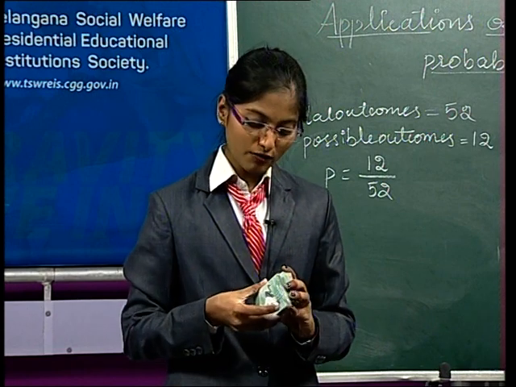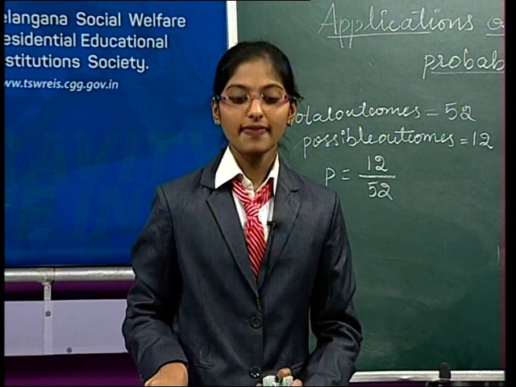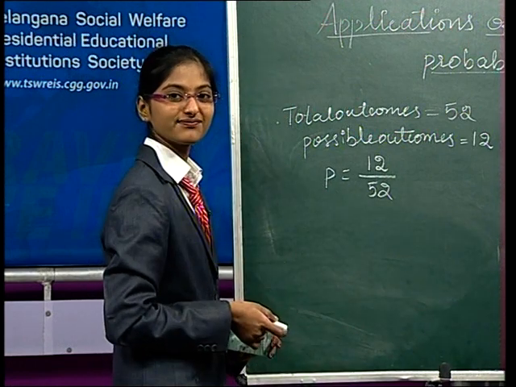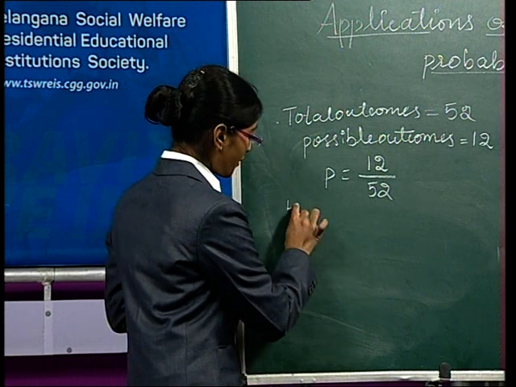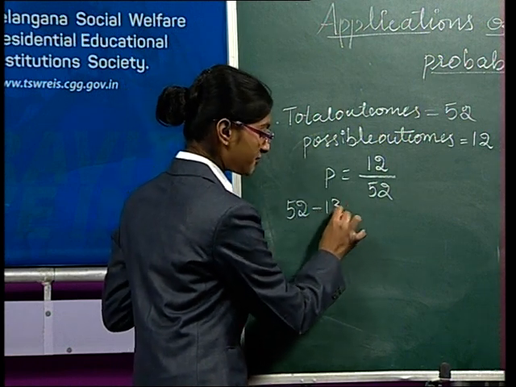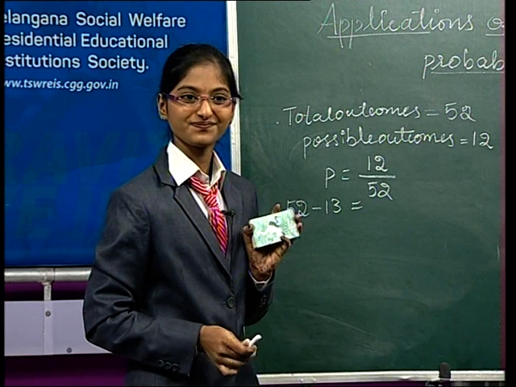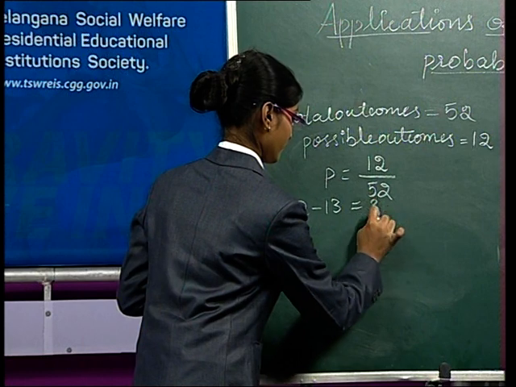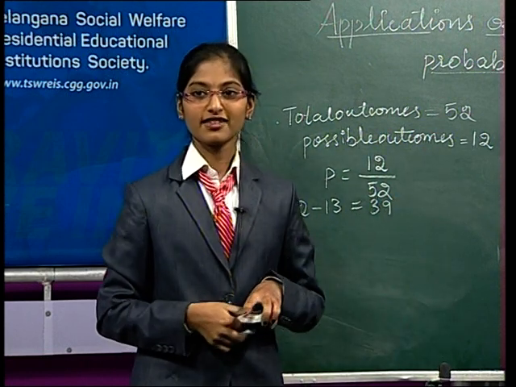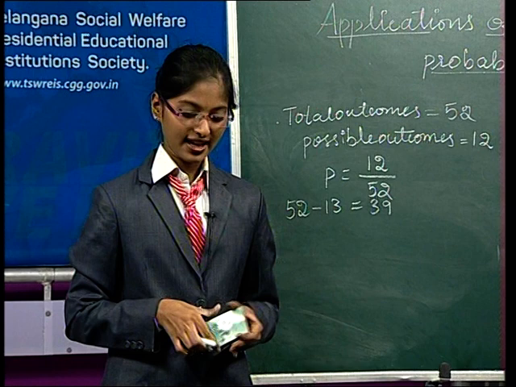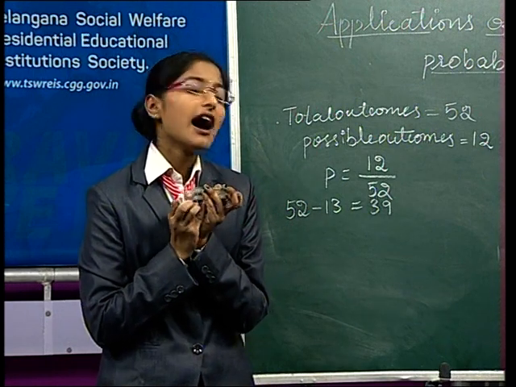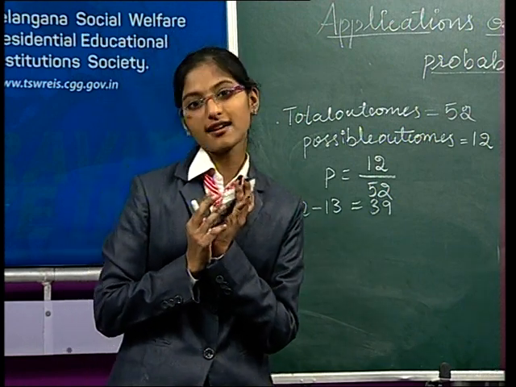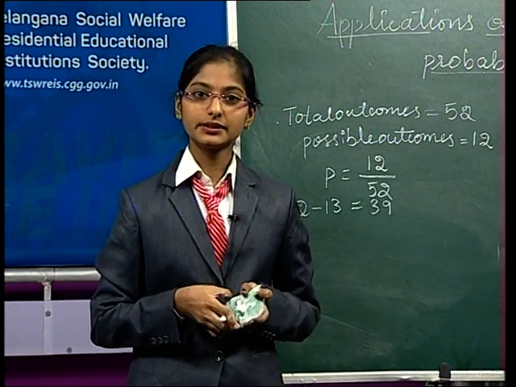Like that, if I removed a single set, that means I removed 13 cards. Then how many total number of outcomes will be there? Come on, calculate. If I removed 13 from 52, how many will be there? 39 will be there, right? In this 39, I want a red color card. Then what is the probability here?